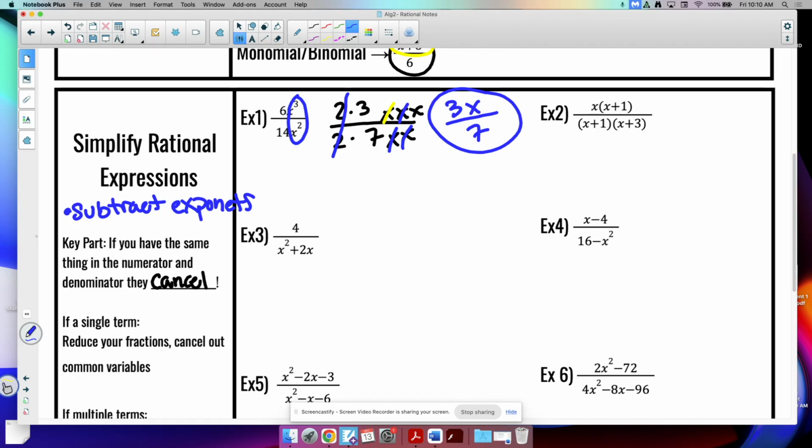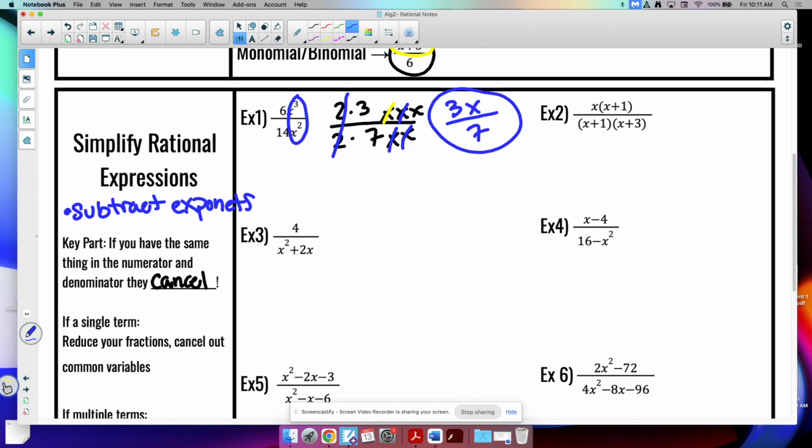And then, do you see how x to the third is on top? If the bigger number is on top, they're going to end up being on top. If the bigger number is on bottom, they're going to end up being on the bottom. So since the 3 was bigger and that was on top, that's why they ended up being on top.